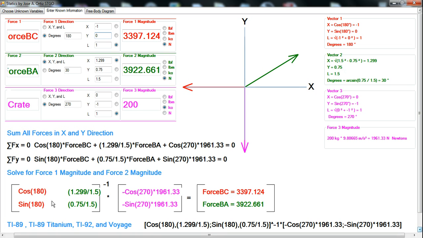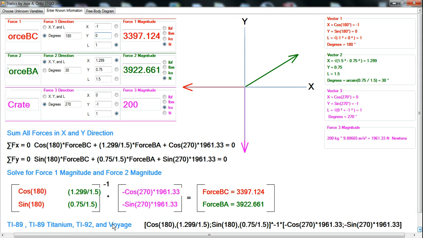What we're using is our graphing calculator: TI-89, TI-89 Titanium, TI-92 and Voyage. These two are the most common ones. If you're an engineering student, I would 300% recommend that you have one of these calculators, because you need them. They're damn good calculators. I apologize, I didn't mean to swear.